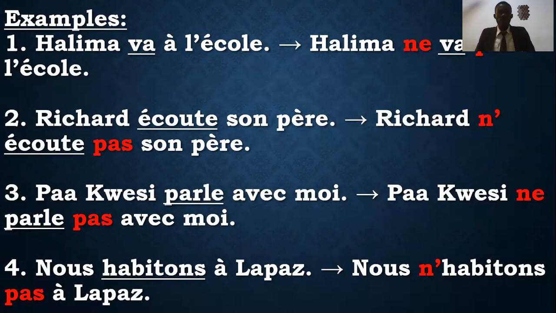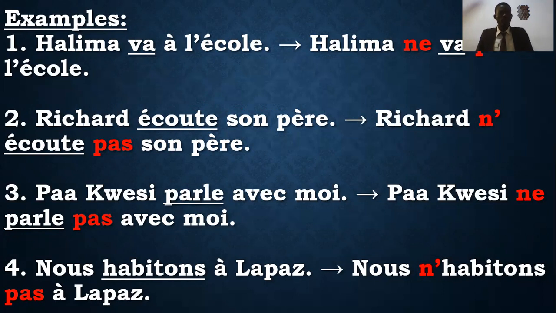Numéro 3. Pakwesi parle avec moi. Pakwesi speaks with me or is speaking with me. Negative: Pakwesi ne parle pas avec moi. Parle, the verb is beginning with a consonant, so we use ne. Pakwesi does not speak with me. Pakwesi is not speaking with me.